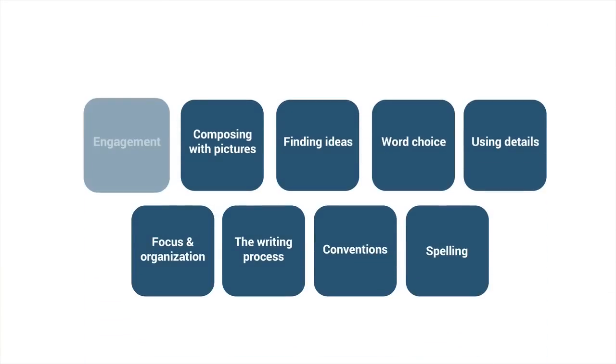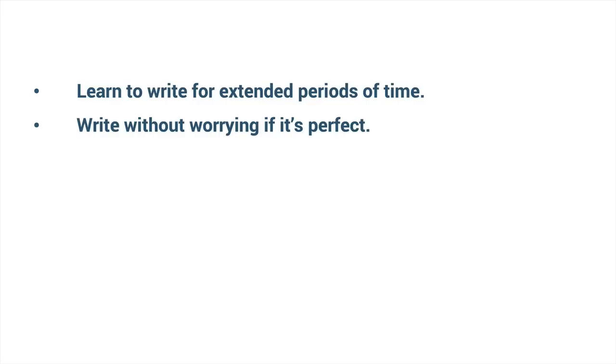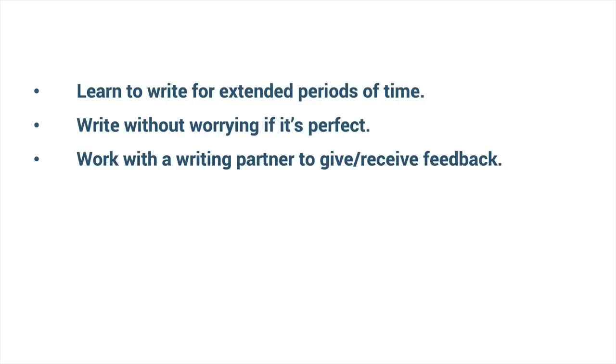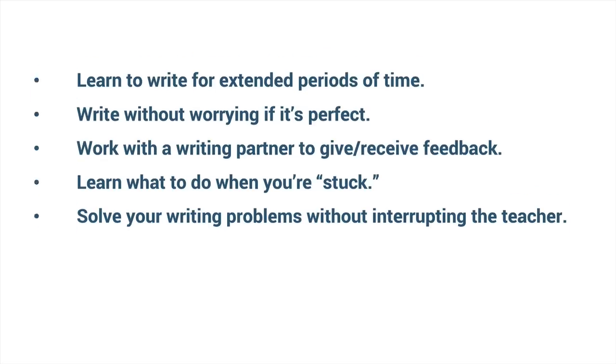Let's start with engagement. By engagement, we mean that our students are going to learn to write for extended periods of time, at least 20 to 40 minutes by the end of the year. They're going to write without worrying if it's perfect. They'll learn to work with a writing partner to give and receive feedback, and they'll learn what to do when they're stuck, so that they can solve their writing problems without interrupting you.